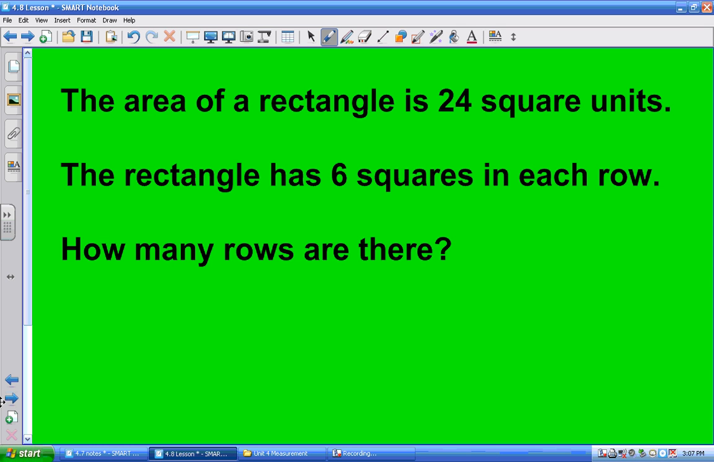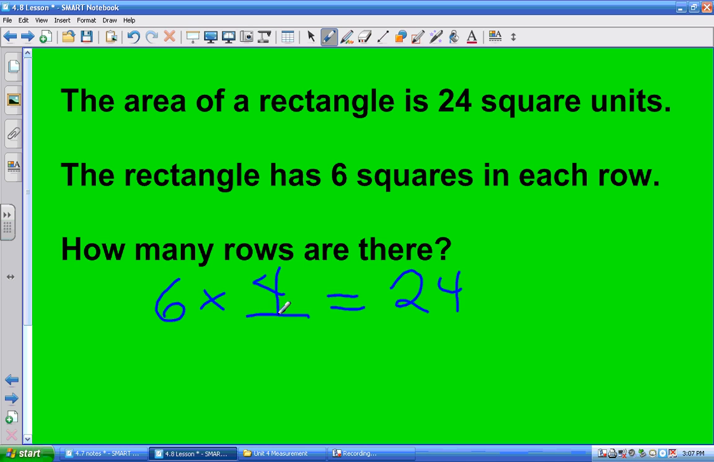All right, let me ask somebody. Okay, Abby. There's 4. 4 rows. How did you get 4 rows? Because 4 times 6 is 24. There we go. So she worked it like this. She said, if I've got 6 in each row, what do I multiply it by to get 24? And she figured out that you've got to have 4.